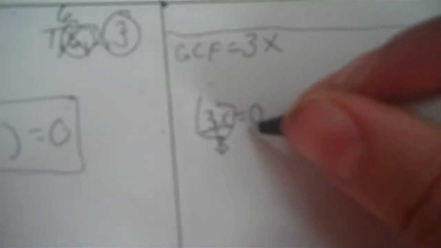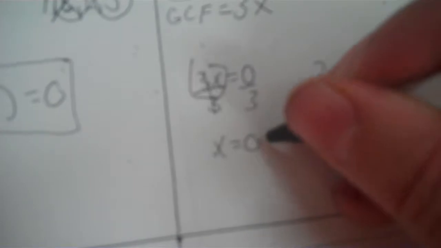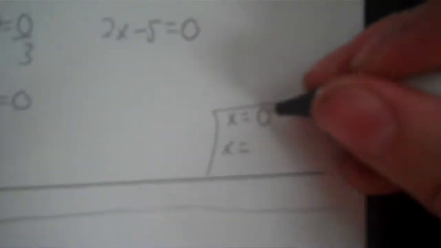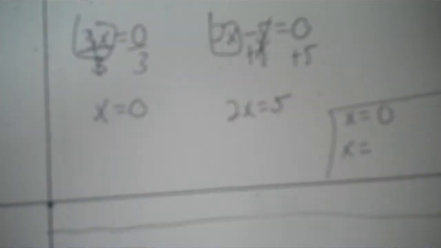Divide by 3, I get 0. Plus 5, 2x equals 5. And then divide by 2, 5 divided by 2 is 2.5. Now I can get a decimal for my answer, that's fine.